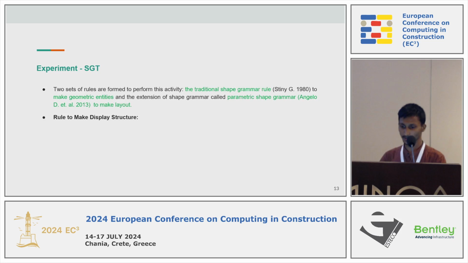In shape grammars, there are also 2 sets of rules, as in cellular automata, to make the display structure and to design the exhibition layout. For the first activity, we have traditional shape grammar rules to make the display structure. The second is the parametric shape grammar rules, for how we can partition the complete layout and put the display structures. To generate solutions for that, we have the second type of rules.